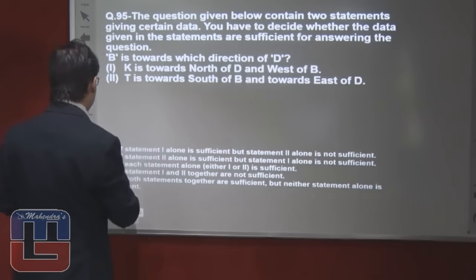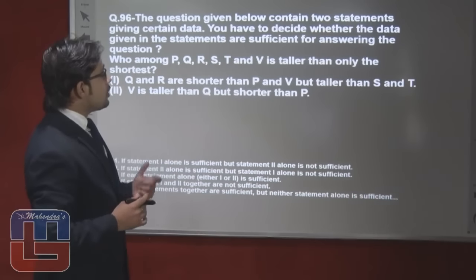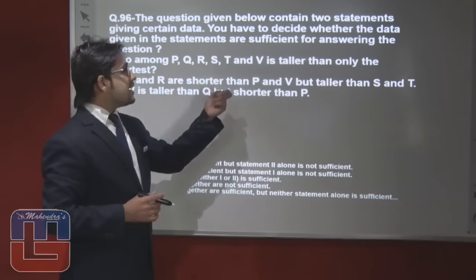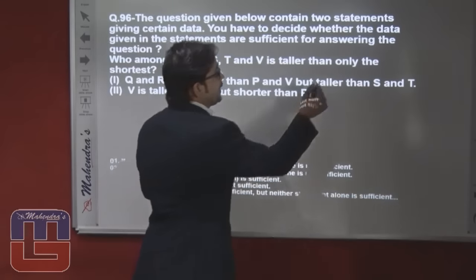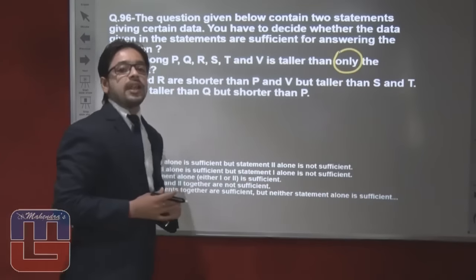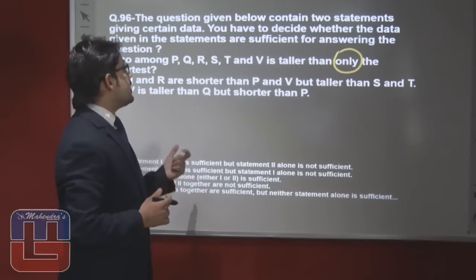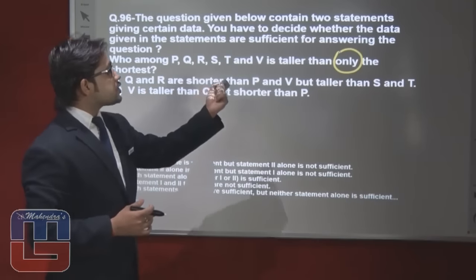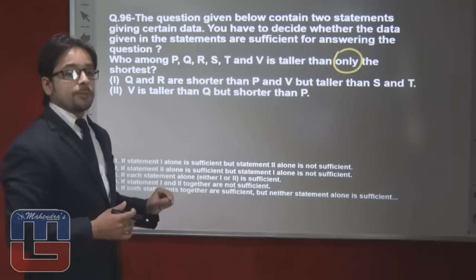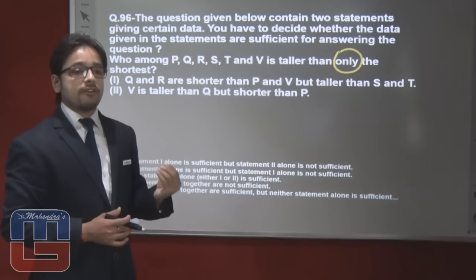Let's proceed towards the next question, that is about who among P, Q, R, S, T and V is taller than only. They have mentioned the word 'only', which will play a very vital role in this question. They want to know who is taller than only the shortest. It means we have to find out the second shortest.